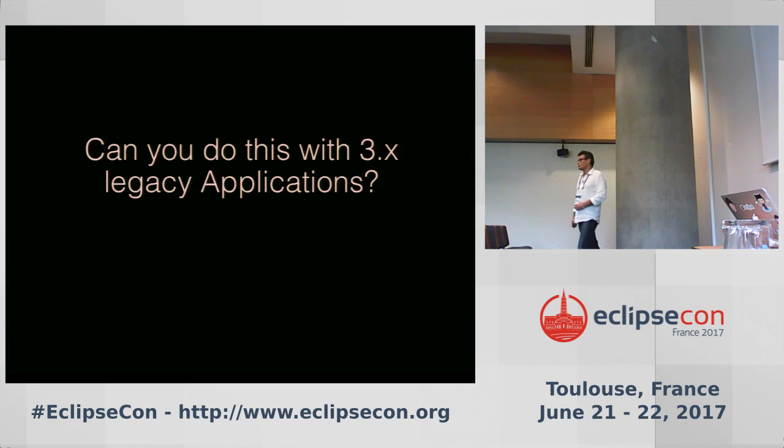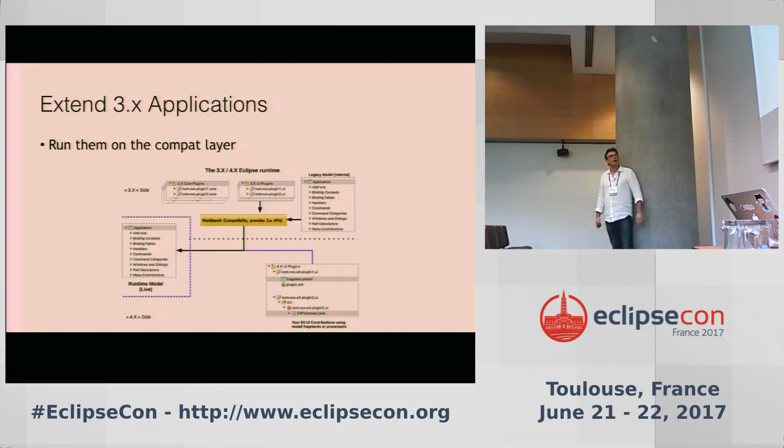Because of course that's cool, but you are running on the 4.x with a 4.x menu model, and we created a pure 4.x application. So of course the question is, we have a lot of legacy code with 3.x, so can we do that? Because if you are running with the runtime of Neon or Oxygen, the application model is created live. And actually the mechanism is like this. You have your 3.x plugins.